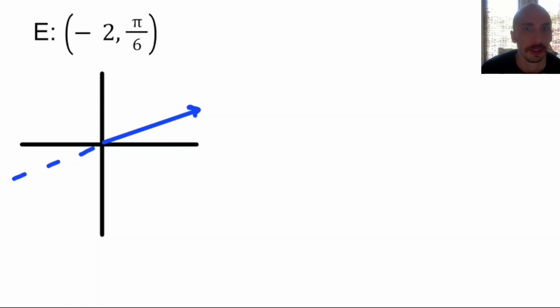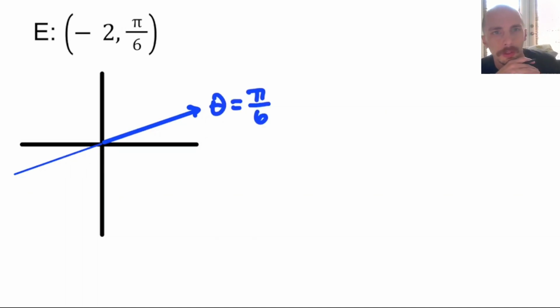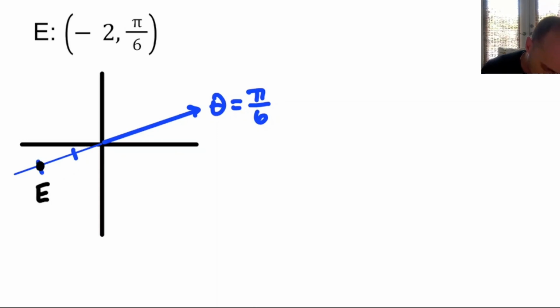That was really not very good. I'm going to try to pause it and make it better. Let's see if I can make that happen. All right, so that's a little better. We'll say the thin part of that blue line is the part of theta equals pi over 6 where r is negative. We're going to go backwards 2 units, so I'm going to mark off what I think is 2 units of distance, and that will be point E.